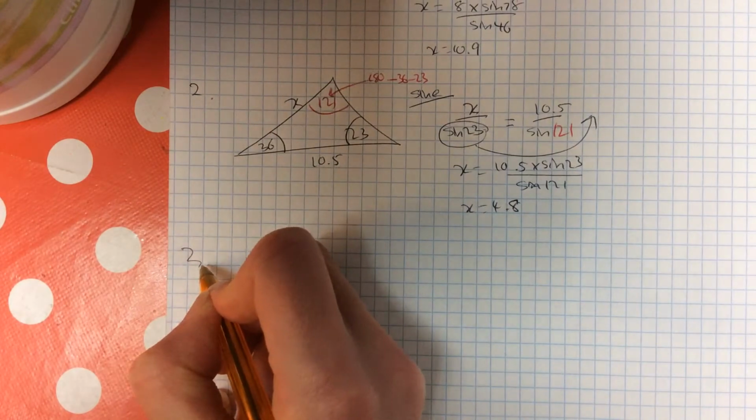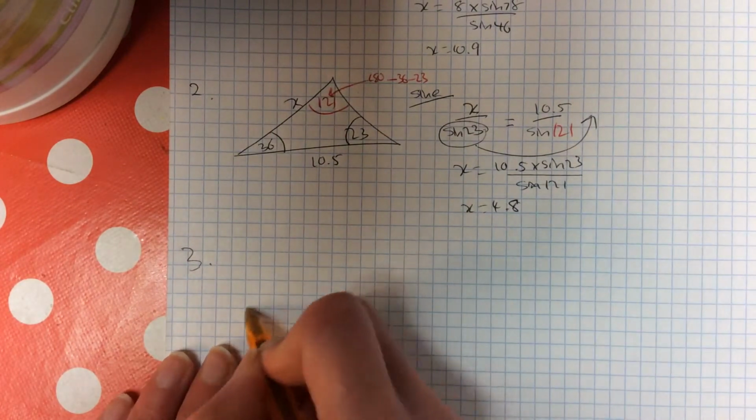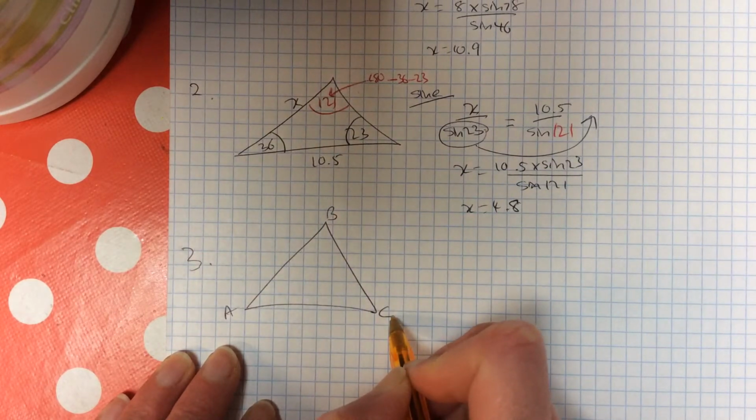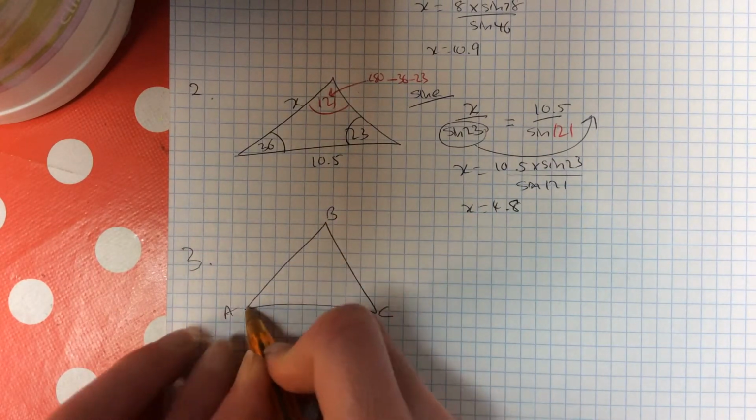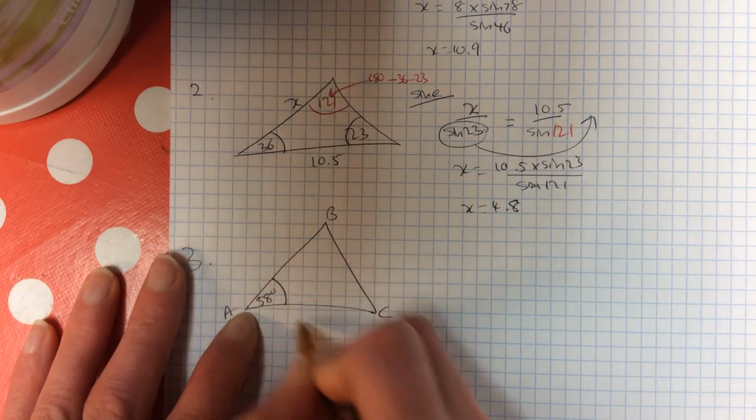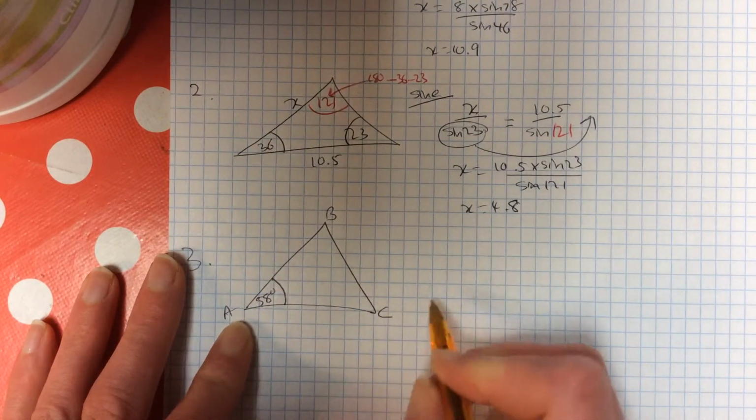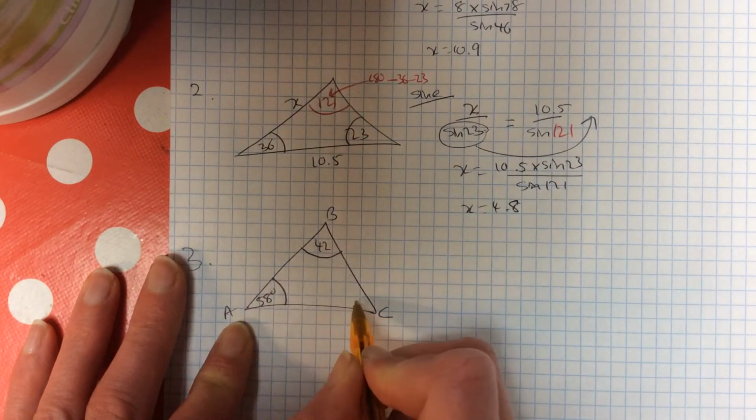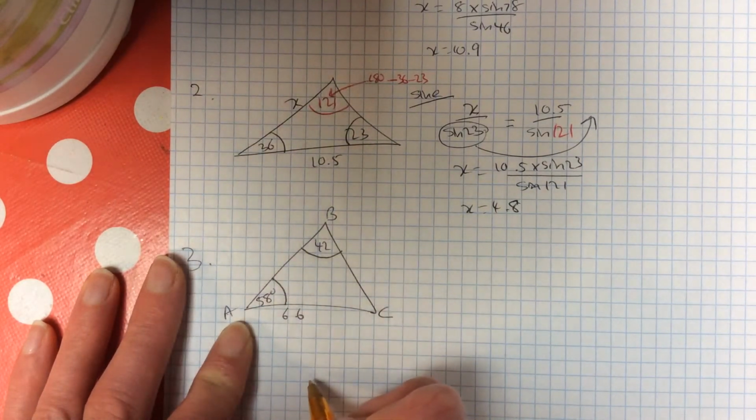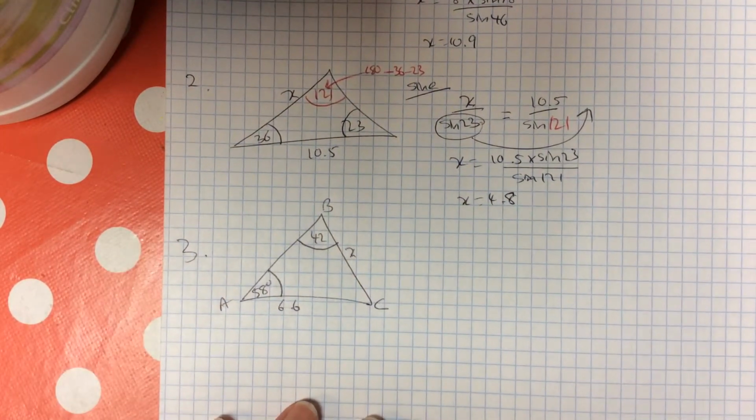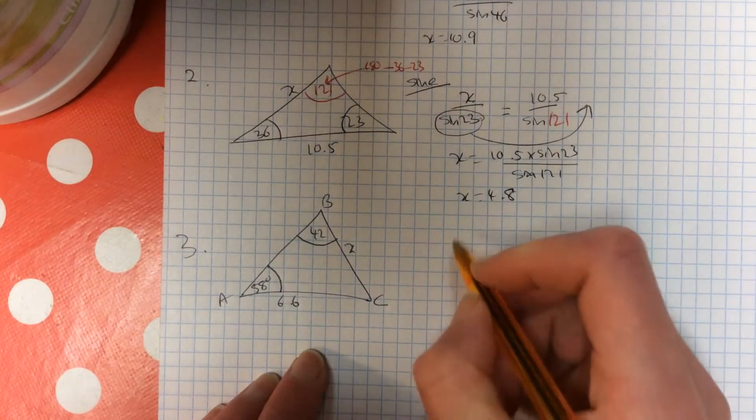Question 3. You have got ABC triangle, A, B, C, BAC. So BAC, the middle tells you where the angle is at, and that is 58 degrees. An angle ABC, so the angle at B is 42, and A to C is 6.6. Calculate BC.